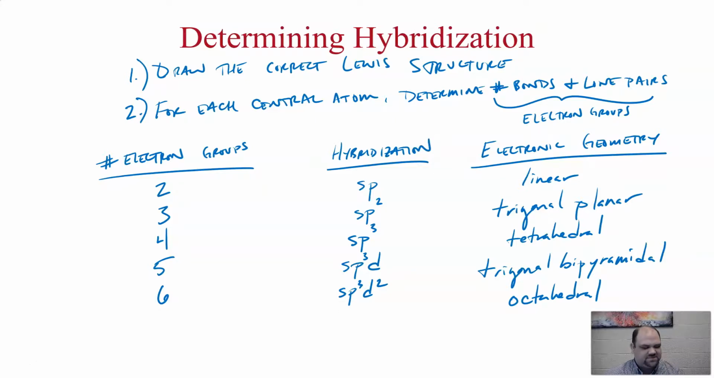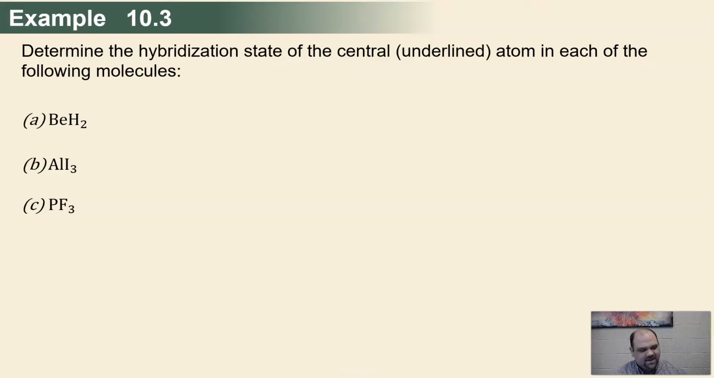2 electron groups, we need 1 s and 1 p. 3 electron groups, 1 s and 2 p's for a total of 3. 5 electron groups, an s, 3 p's, and a d. 5 orbitals, right? And so each electron group sort of gets its own hybrid orbital when we do that hybridization process. Okay. So let's determine the hybridization state of the central atoms.